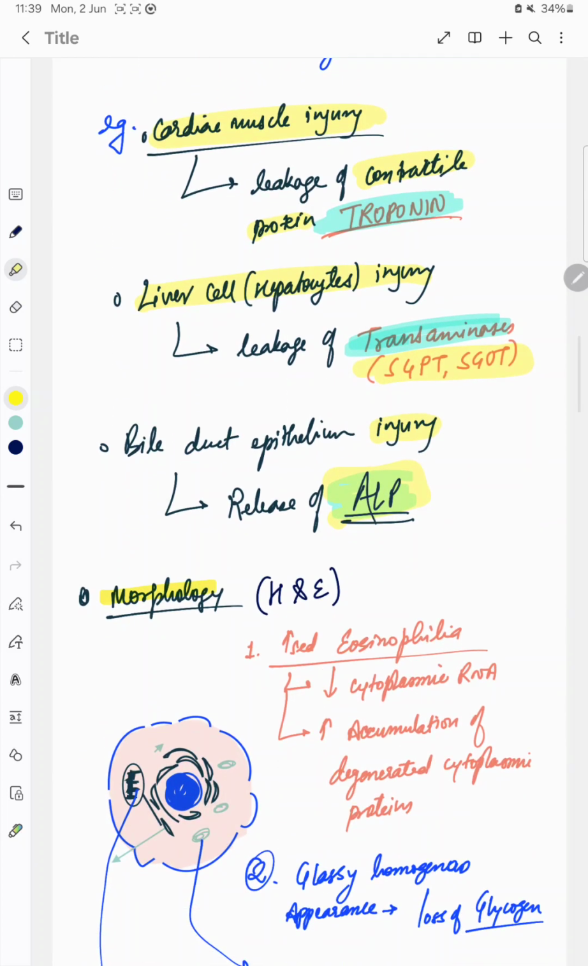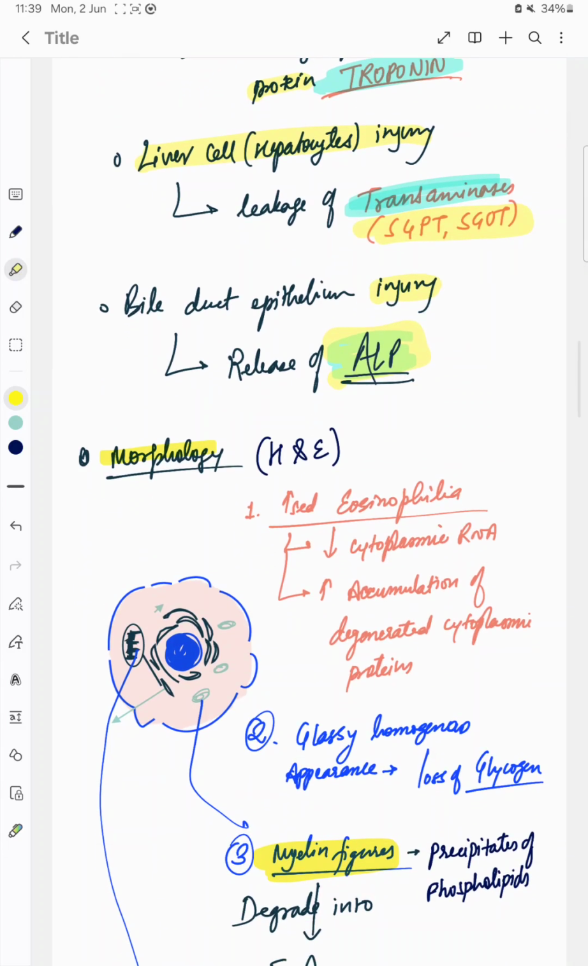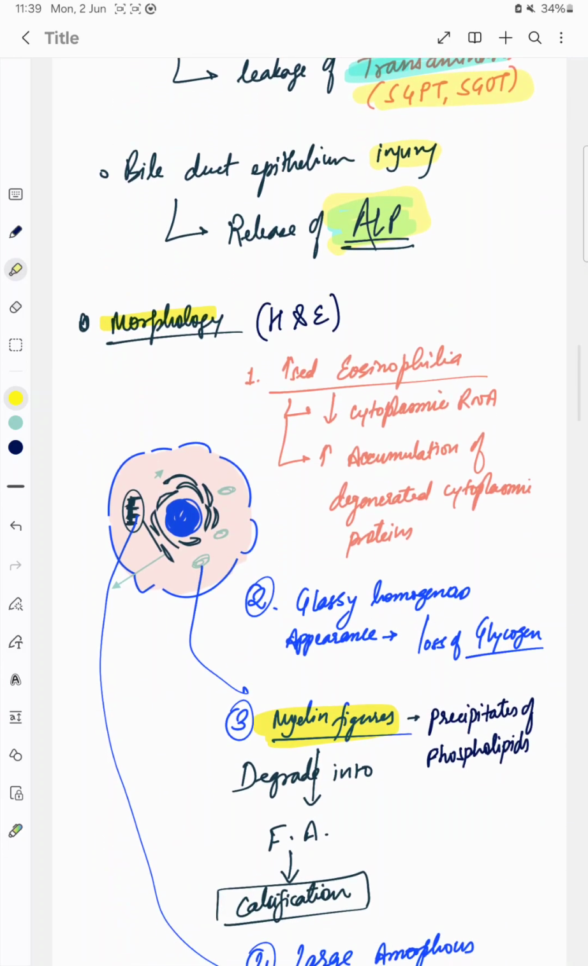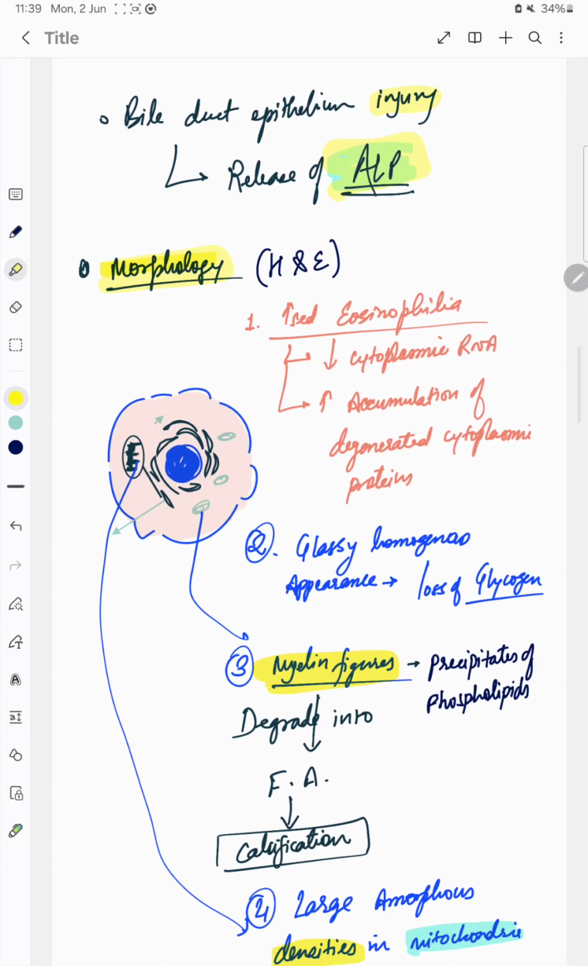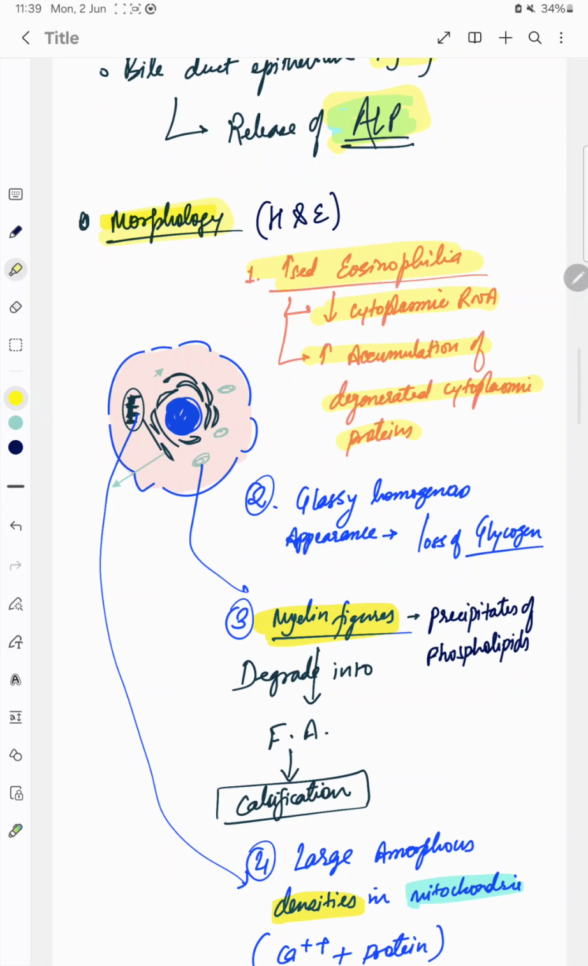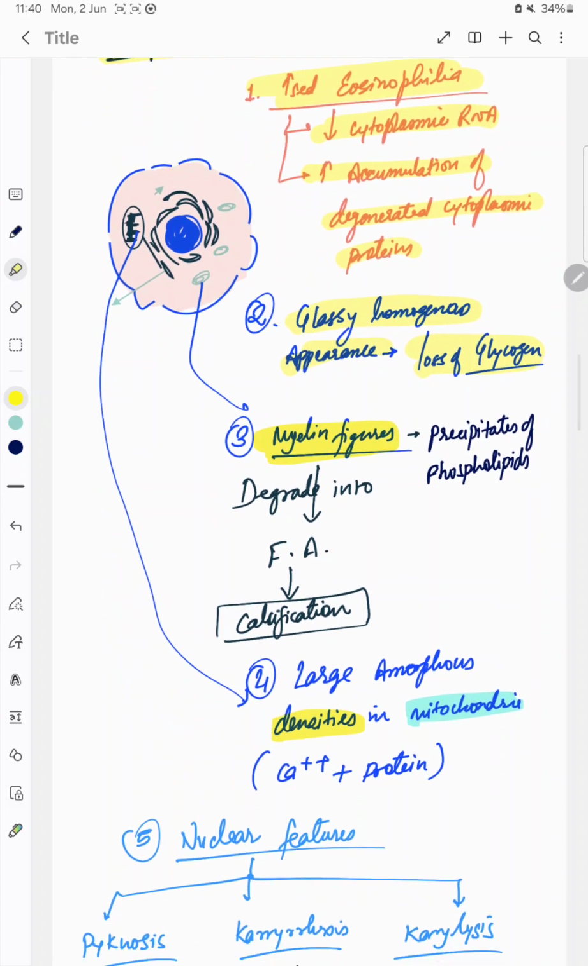Now we will see the morphology of necrosis. Whenever there is necrosis, certain morphological, microscopical findings are noted in the cell. The first is increased eosinophilia due to decreased cytoplasmic RNA or increased accumulation of denatured cytoplasmic protein. Second is a glassy homogeneous appearance due to the loss of glycogen.